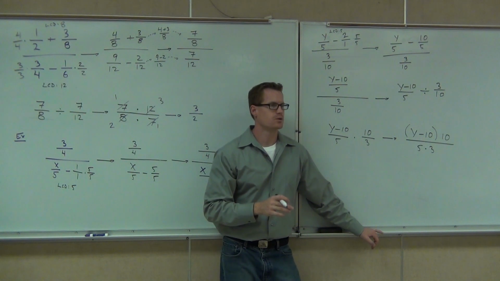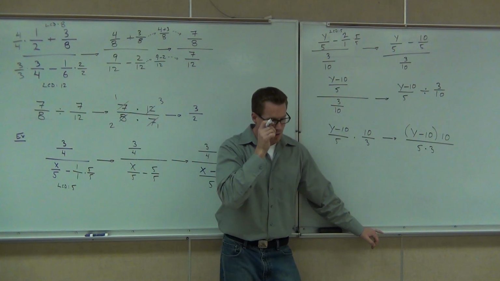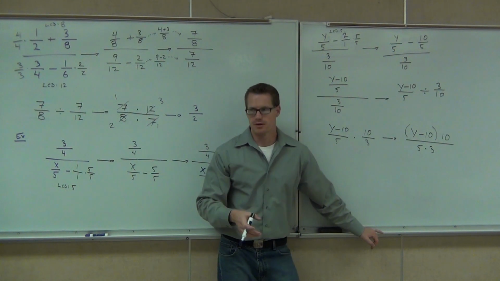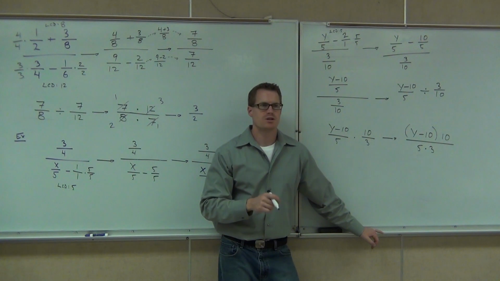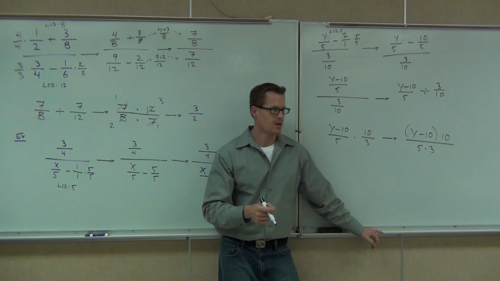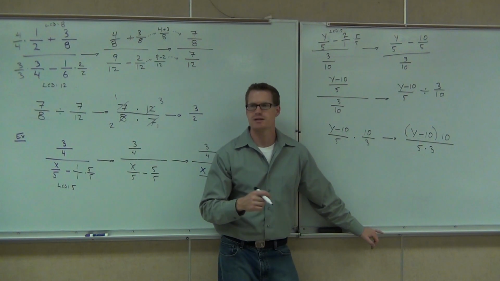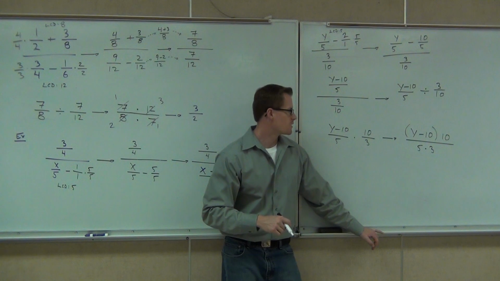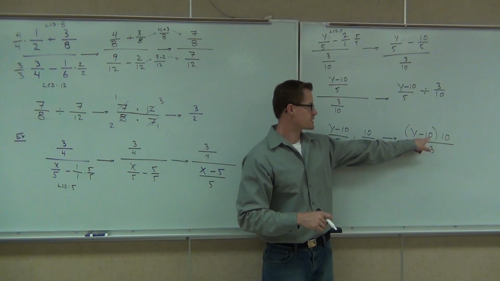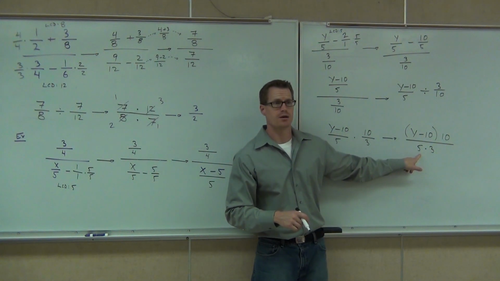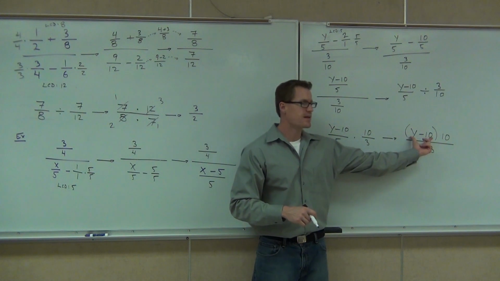Now, this part is kind of cool. When you simplify things, you're simplifying items that are being multiplied together over items that are multiplied together. You can't ever simplify something that's being subtracted or added. So in our case right here, we could not simplify this 10 with this 5. Do you see why? This one's connected by that subtraction.